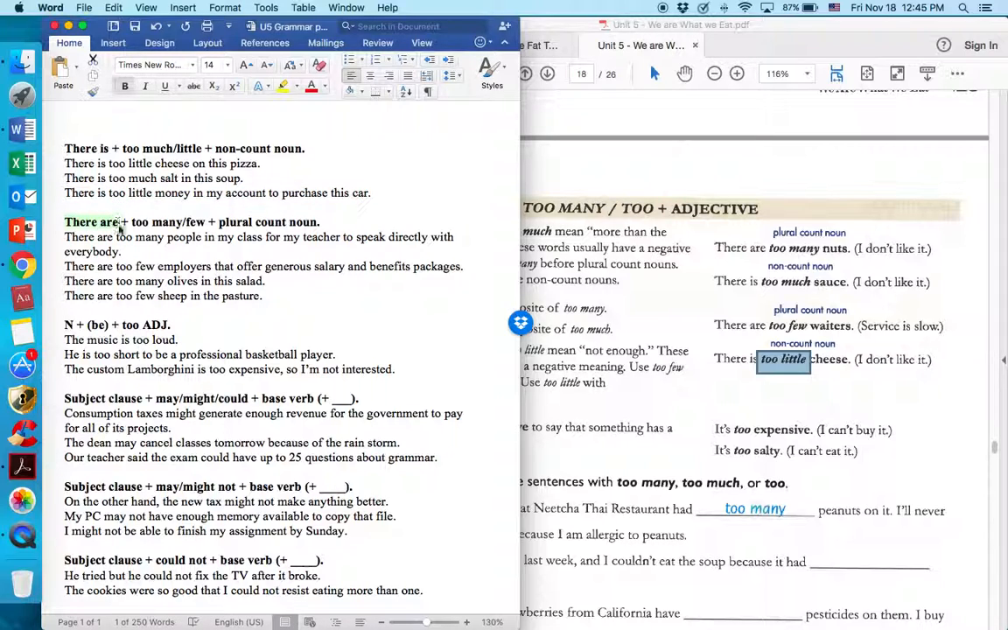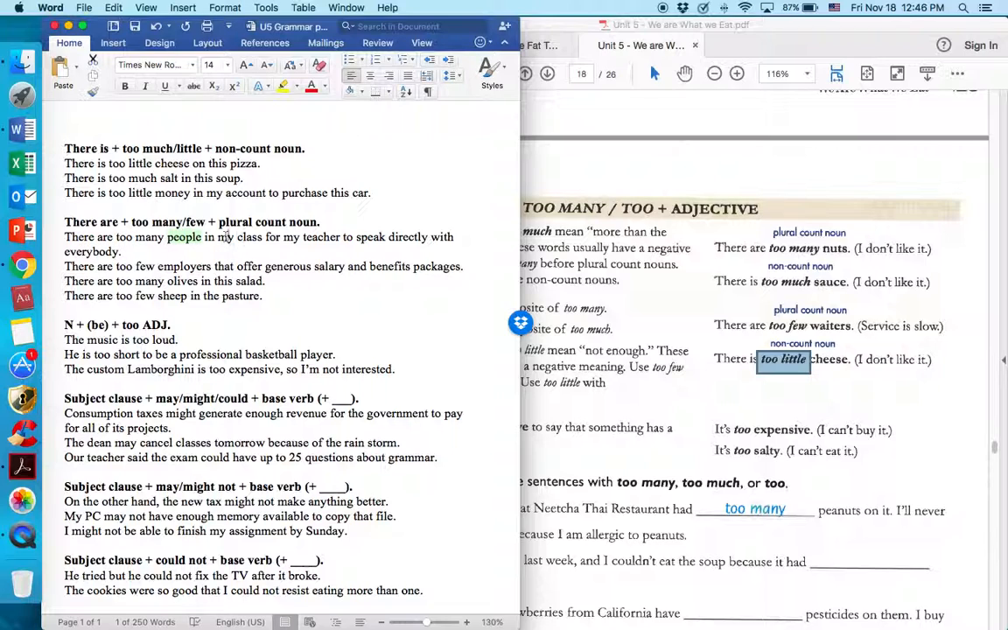Same thing here, except we're using there are. There are too many, there are too few, plural count noun. We know a plural count noun generally because it changes from singular to plural. Usually we just add an S, sometimes an ES. Person and people is a count noun, even though the entire word changes except for the first letter.